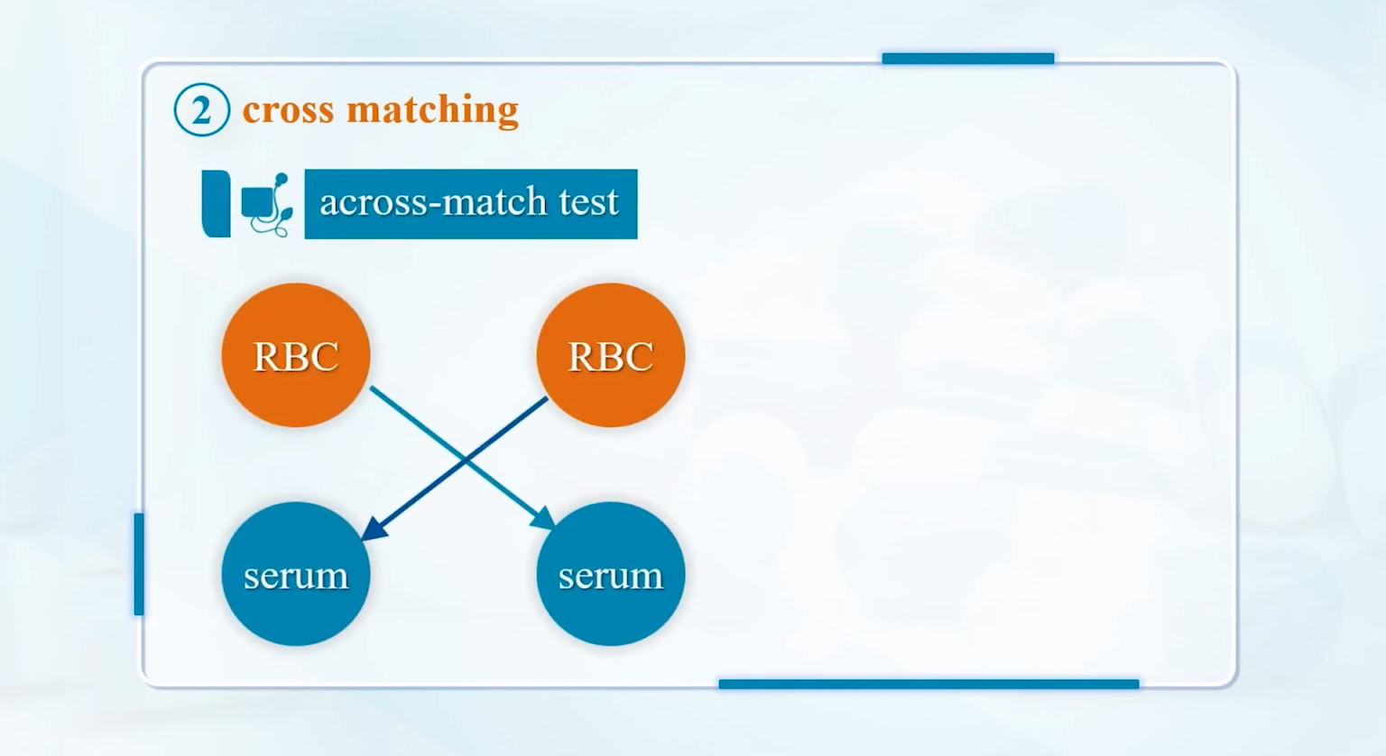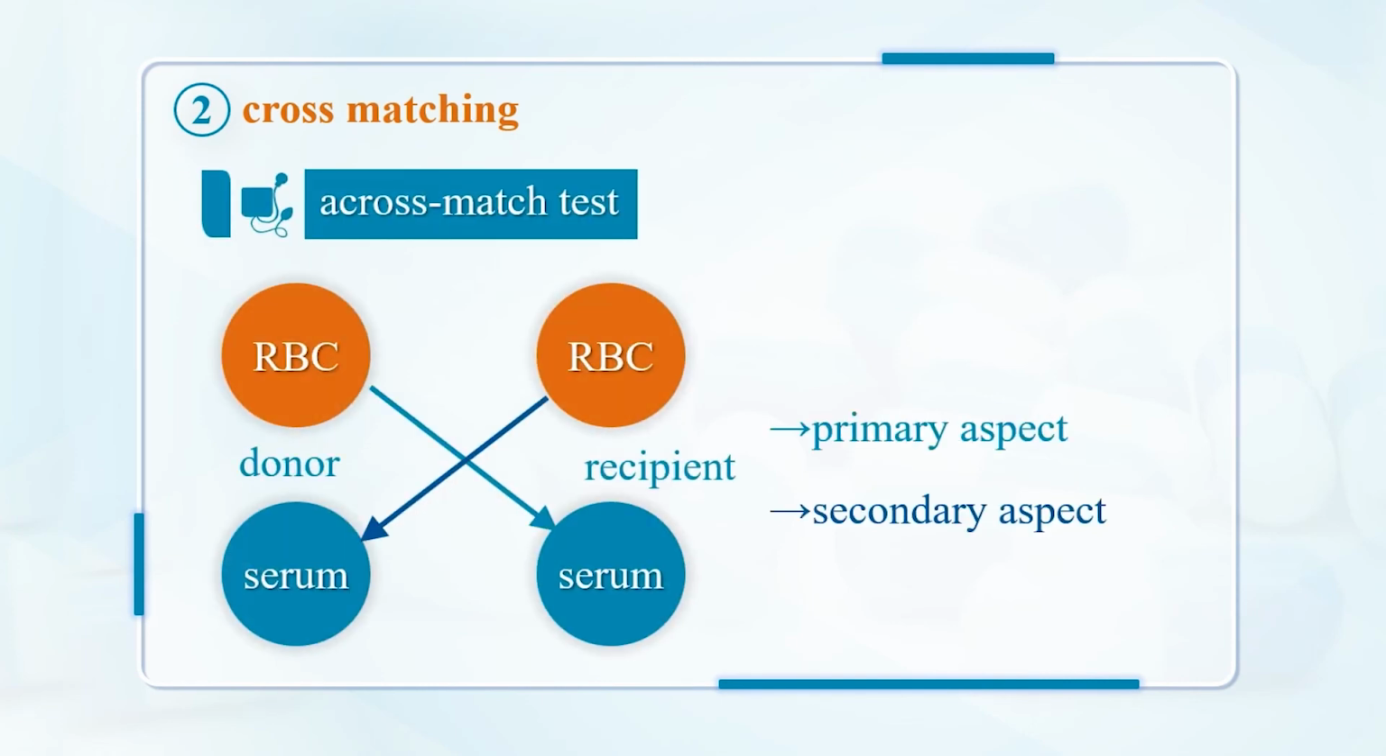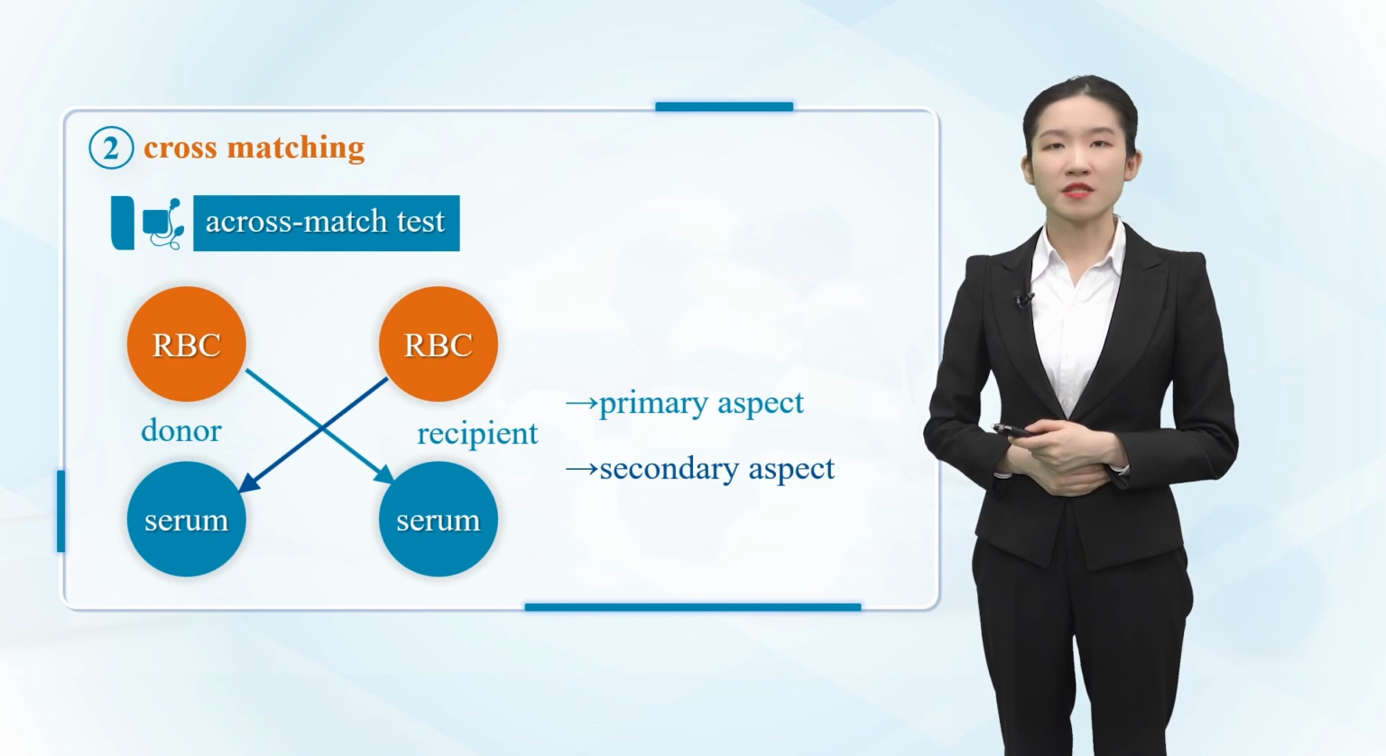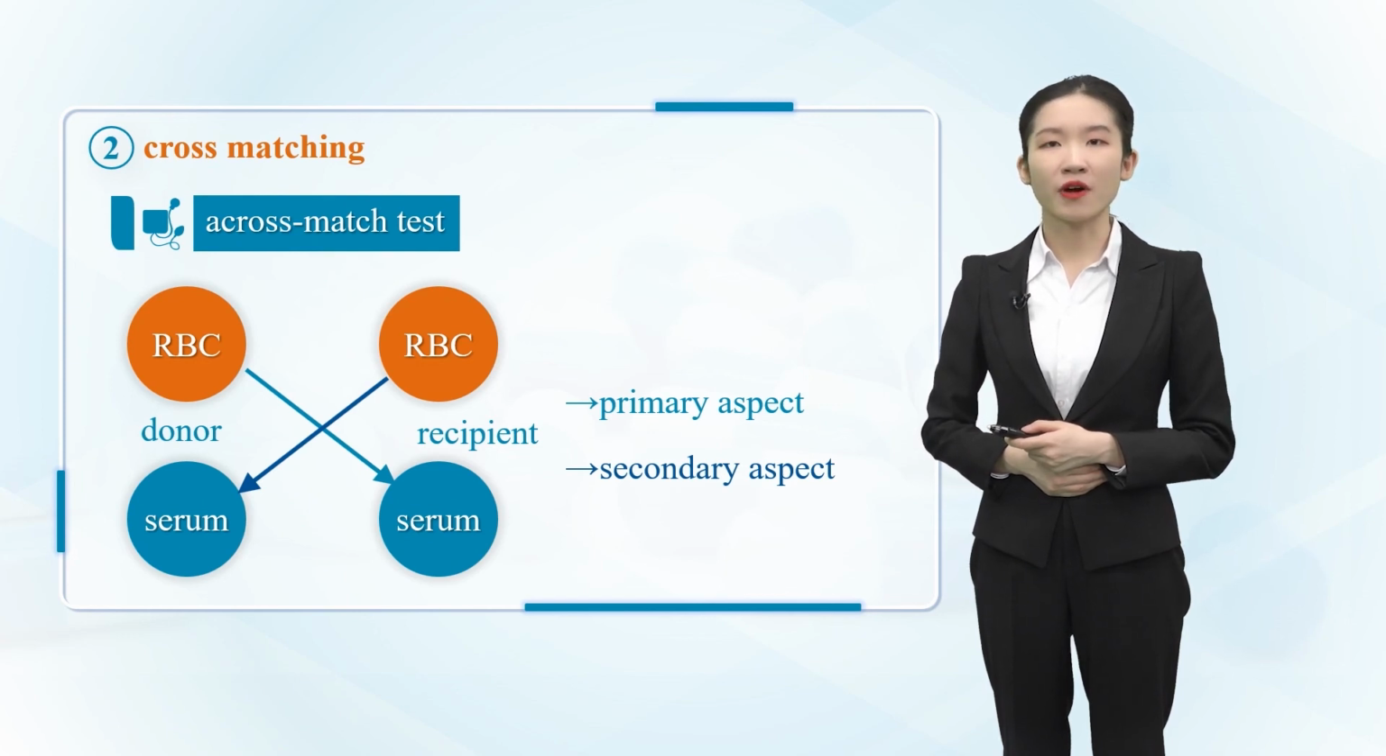Cross-matching. We should know the cross-match test. In the primary aspect, the blood recipient serum and the red blood cells of the blood donors are tested to find out whether the blood recipient serum contained antibodies that react with the red blood cells of the blood donors. And in the secondary aspect, the blood donor serum and the red blood cells of the blood recipients are used to find out whether there are incompatible antibodies in the blood donor serum.